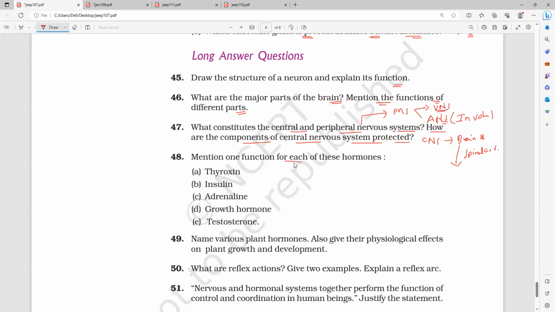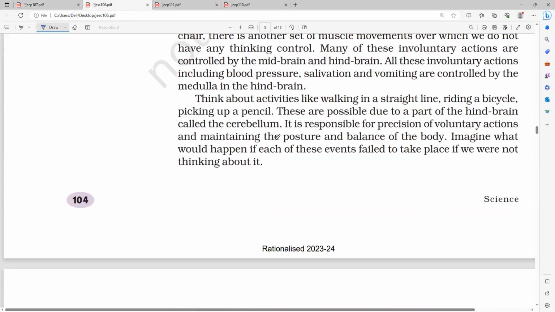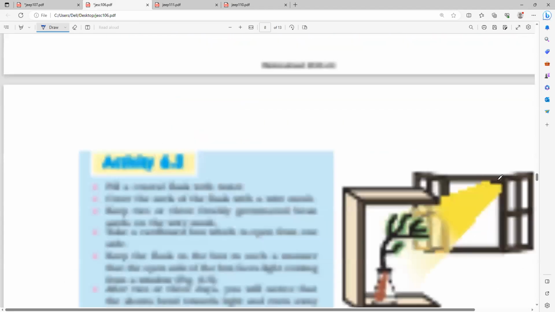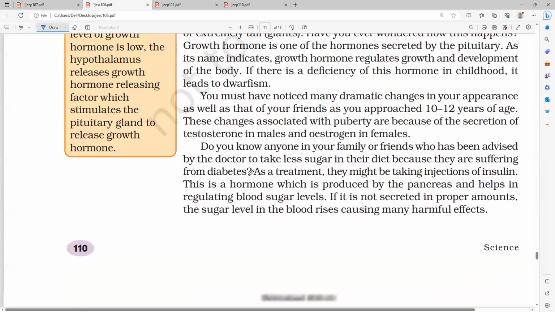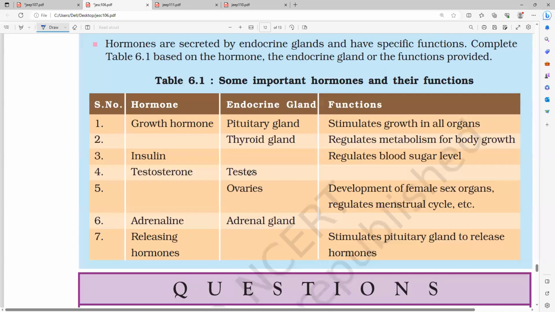Next, mention one function for each of these hormones: thyroxine, insulin, adrenaline, growth hormone, and testosterone. There is a tabular column here. More than that also we have given, so you have to know all the functions. Every year they will ask you this question. You have 7 hormones and they have functions, so please learn all the functions. It is very necessary to know.